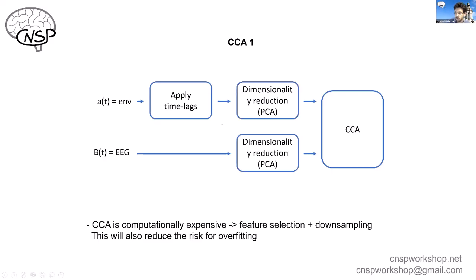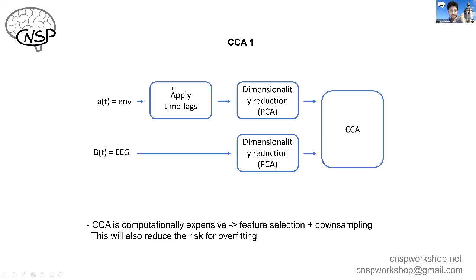Anyway, the approach I generally use is I apply time lags to the envelope. Then I run a PCA, because maybe I got too many dimensions. So you apply the PCA to reduce the dimensionality of the envelope, and you apply PCA to the EEG to reduce its dimensionality, and then you run CCA. So you understand that it's much more complicated than the TRF. The TRF, you just run it and you have one parameter.